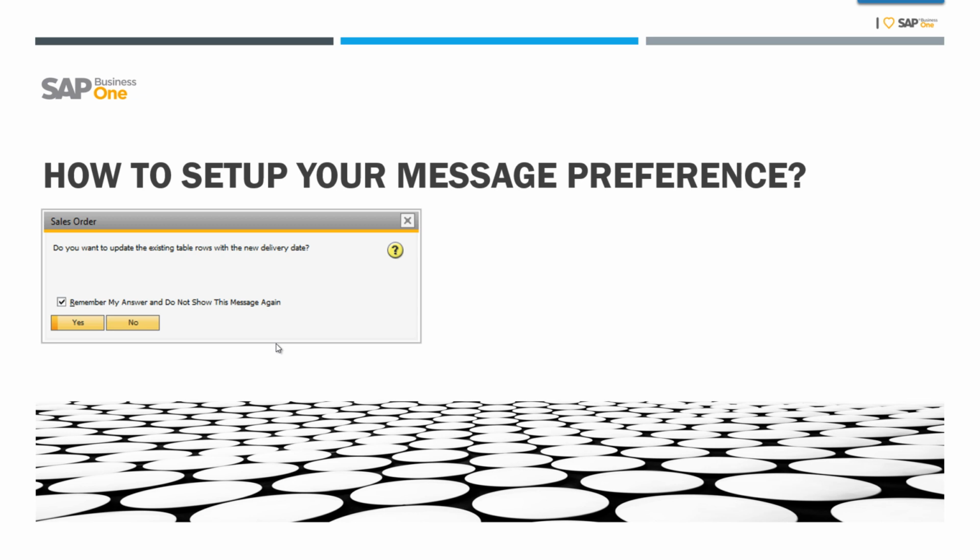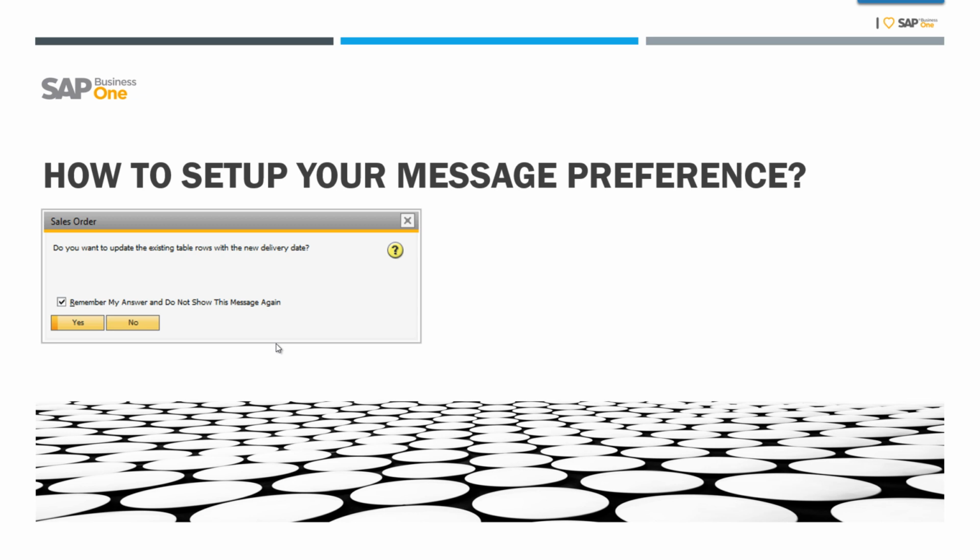Let's see, in the sales order, if we change the delivery date, we have a pop-up message like this, and we also have the checkbox on the message window which says "Remember my answer and do not show this message again." What does this mean?